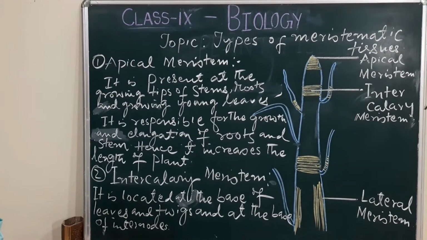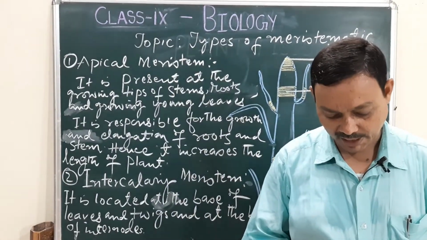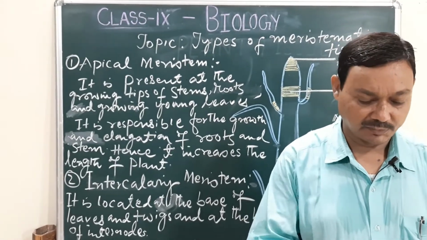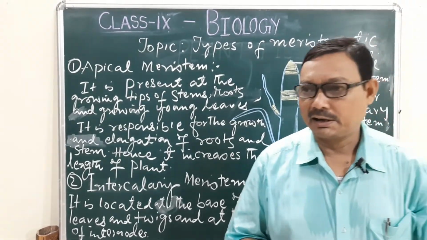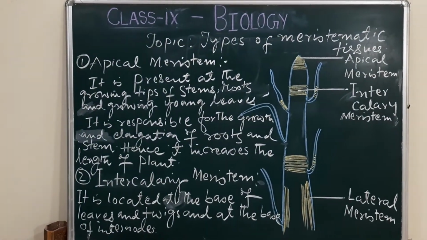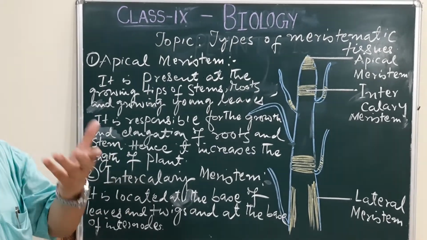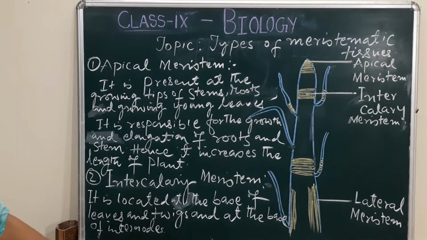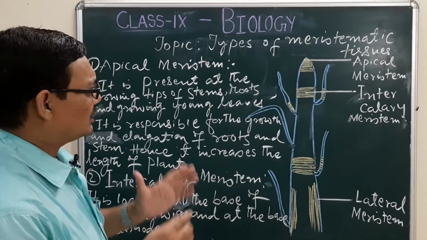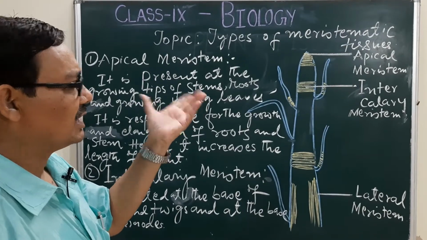previous class, we started plant tissues, and we have seen how plant tissue is classified. Mainly the classification, we have seen, depends upon the type of cells, functions, origin, etc. All these factors are related to the basis of classification. The two major classes of plant tissue are the meristematic and permanent.